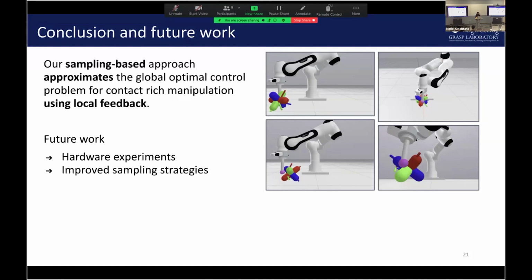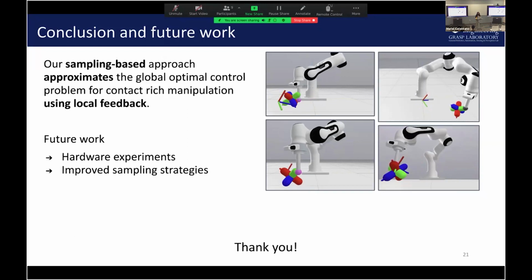starting points. Some future work that we have in mind is to get hardware experiments and potentially improve sampling strategies. This could mean, for example, the system that we're looking at here is a quasi-static system. That is, if the object isn't in contact with the end effector, there's no motion. And so potentially, we could leverage information about previous samples and then further drive better sampling in the next iterations. That's all. Thank you very much.